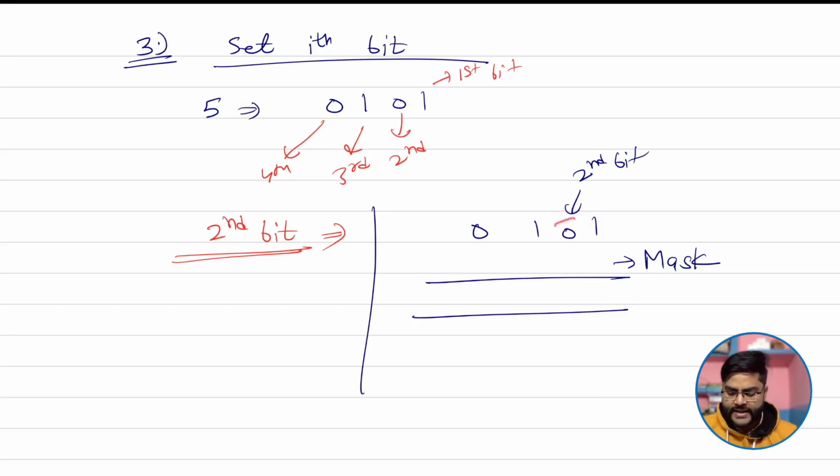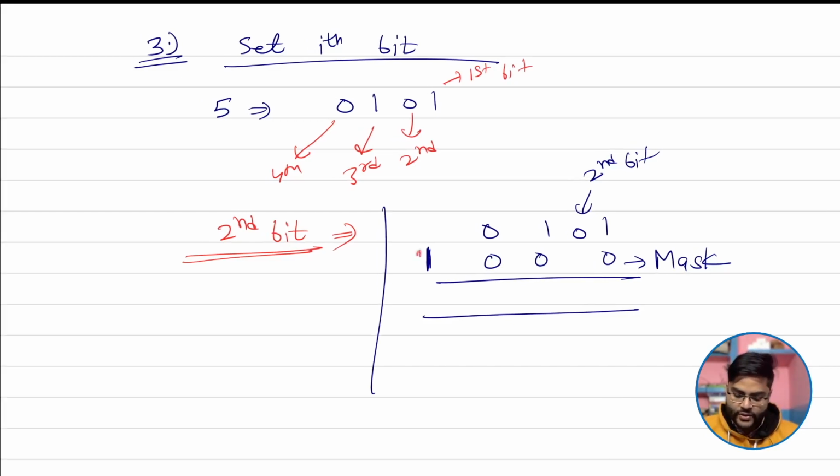If I want to set it and keep these other bits as they are, and I'm using bitwise OR, what I can do is just put 0 0 0 for the other positions. If I do bitwise OR with zeros, the other bits will remain the same.